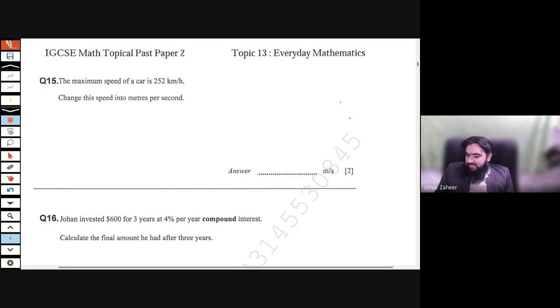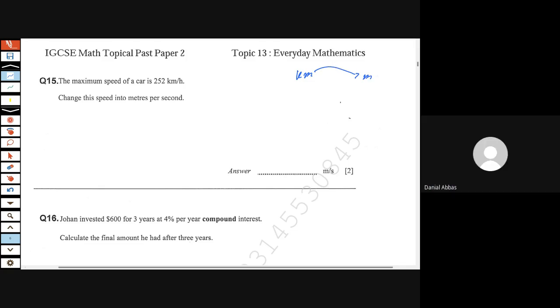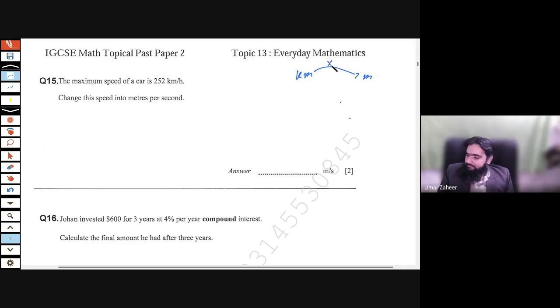Okay, again we have the maximum speed of the car, which is 252 kilometers per hour. We have to change this speed into meters per second. So we have to convert kilometers into meters and hours into seconds. From kilometer to meter, we have to multiply by 1000.